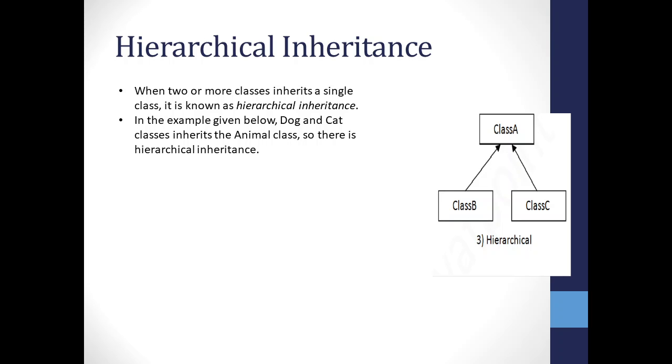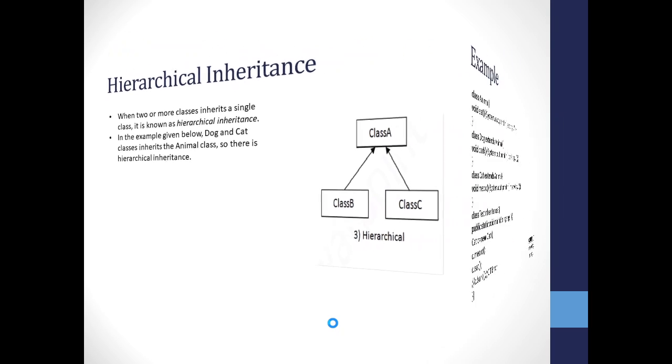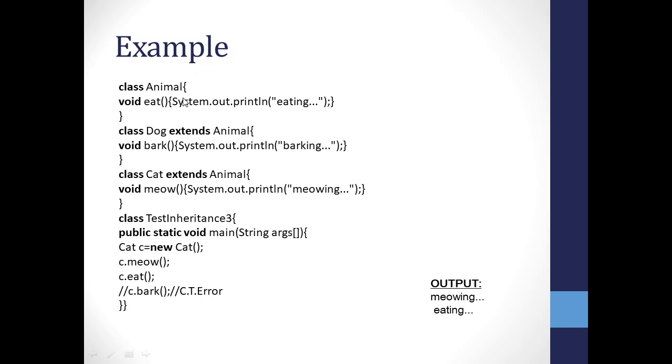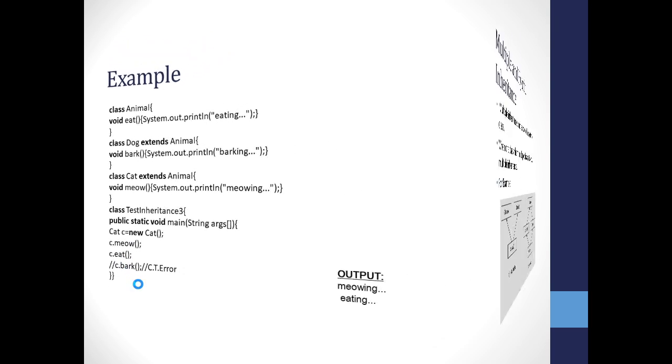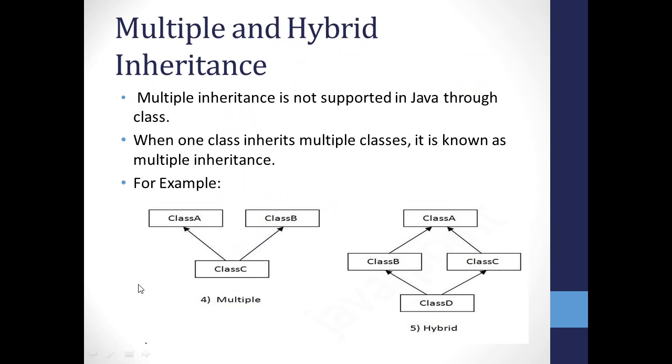Next, we are moving on to hierarchical inheritance. In hierarchical inheritance, two or more classes inherit the same class. Animal can be extended by Dog and Cat, because a dog is also an animal, and a cat is also an animal. When we create an object of the Cat class and call the bark function, it won't print.